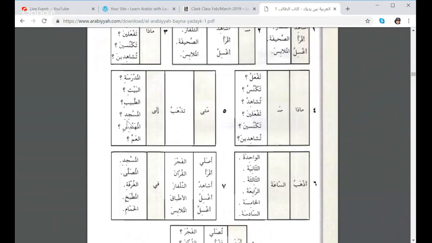You'll notice that all of these words in the fourth column all have Kestra on them. The reason they have Kestra on them is because they follow Ela, and Ela is a preposition. So anything following a preposition takes Kestra, okay? So that's why you have Kestra there.